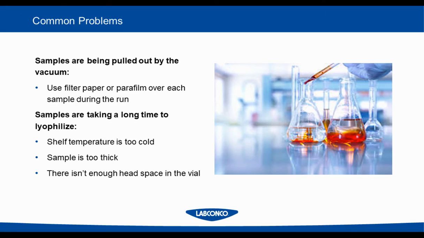If the samples are taking too long to dry, check the shelf temperature and make sure it's close to the sample's freezing point and not lower. Surface area will help speed up the process. If the sample is too thick, it's going to take a long time for the moisture in the bottom of the sample to move through the already dried upper portion.